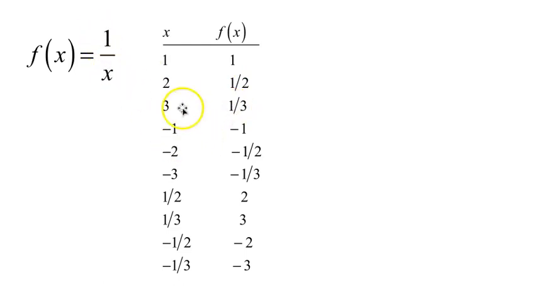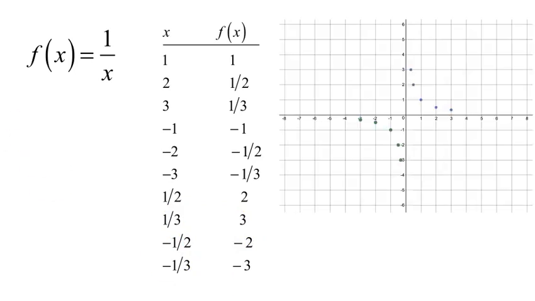If x is negative 1, 1 divided by negative 1 is negative 1. If x is negative 2, 1 divided by negative 2 is negative a half. If x is negative 3, 1 divided by negative 3 is negative a third. Now if x is 1 half, 1 divided by 1 half is 1 times 2 or 2. 1 divided by a third is 3. Similarly for negative 1 half and negative 3.